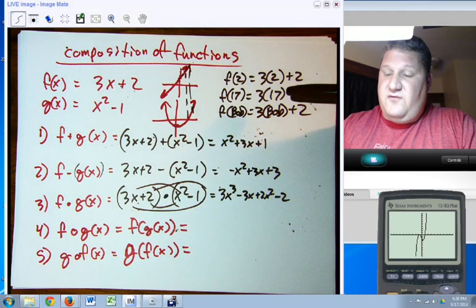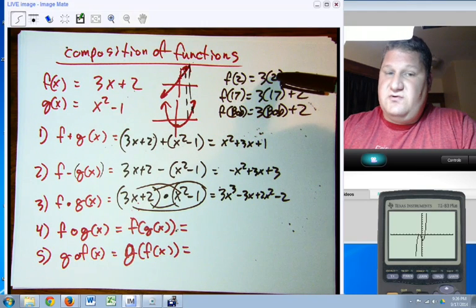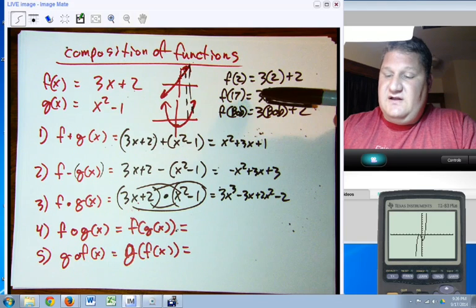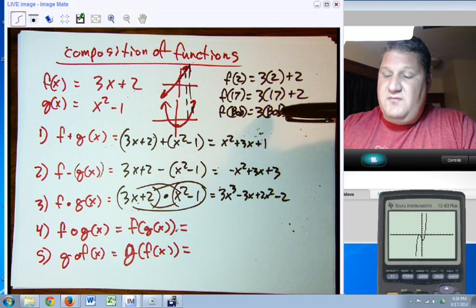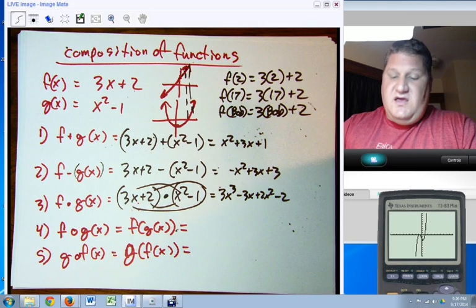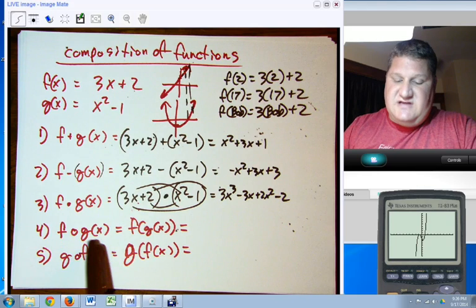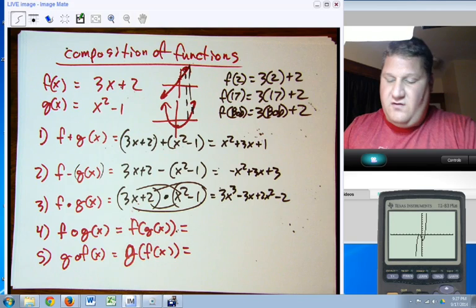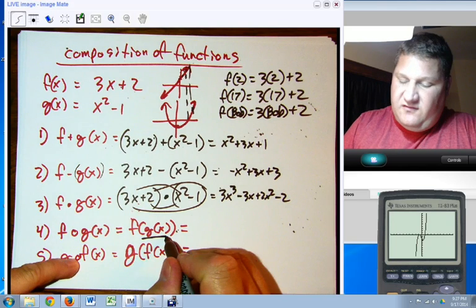Quick refresh. f of 2, you're going to put 2 in for x, so it's 3 times 2 plus 2. f of 17, 3 times 17 plus 2. f of Bob, you're going to put Bob in for x, so it's 3 times Bob plus 2. If I have f of g of x, that means g of x is put in for x. So I'm going to replace the x with g of x.